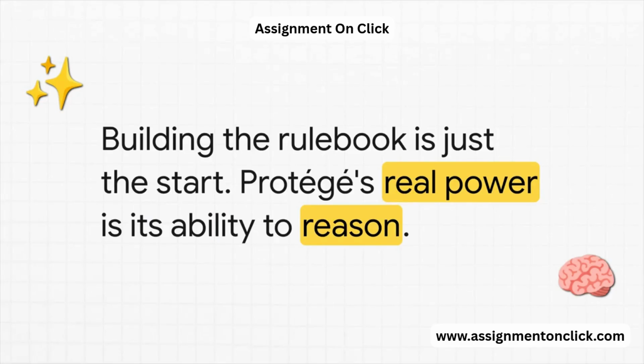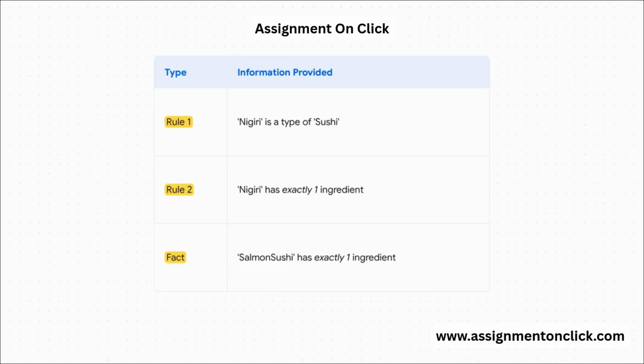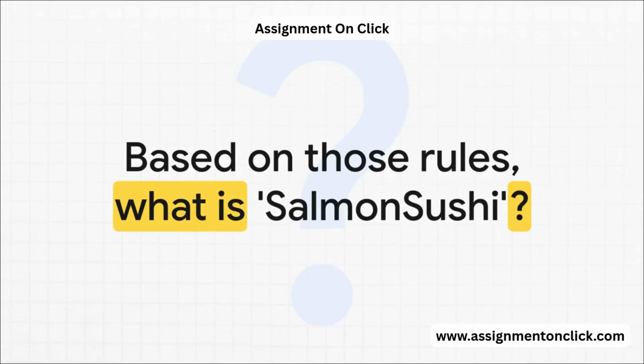But listen, building the rulebook is really only half the story. The magic, the truly powerful feature of Protege, is its ability to reason, to infer new knowledge that we never explicitly told it. Let's go back to our sushi example. Imagine we add a couple of new rules to our ontology. We define a subcategory of sushi called nigiri, and we create a rule that says all nigiri must have exactly one ingredient. Then we also state as a fact that our salmon sushi has exactly one ingredient. Now notice what we didn't do. We never explicitly told the system that salmon sushi is a type of nigiri. We only gave it a set of clues. So, with just those rules, what can the computer figure out all on its own?